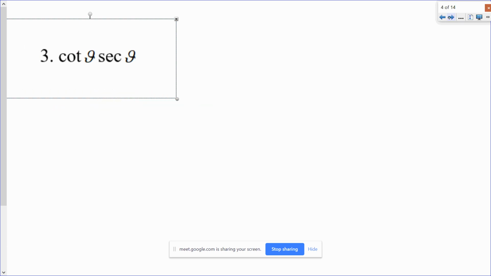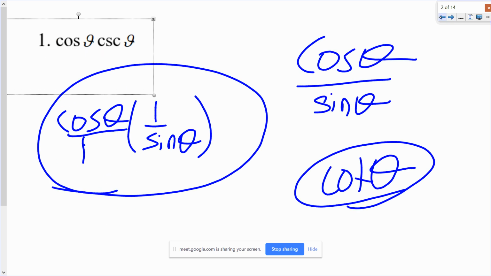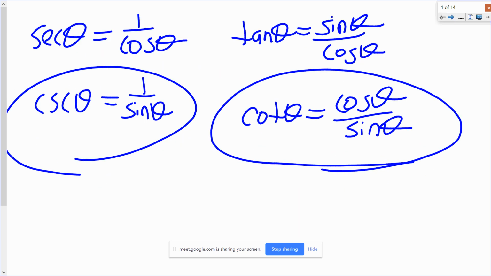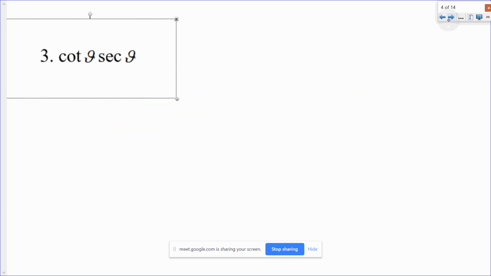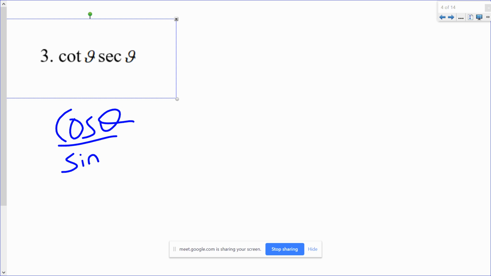All right, number 3. Cotan theta, secant theta. I want you to try step 1 on your own. Replace cotangent with what it's equivalent to. Replace secant with what it's equivalent to. I'm going to give you about 15 seconds to do that. And again, refer to this to know what to replace it with. Okay, cotan is cosine theta over sine theta. Secant is 1 over cosine. Any questions so far?